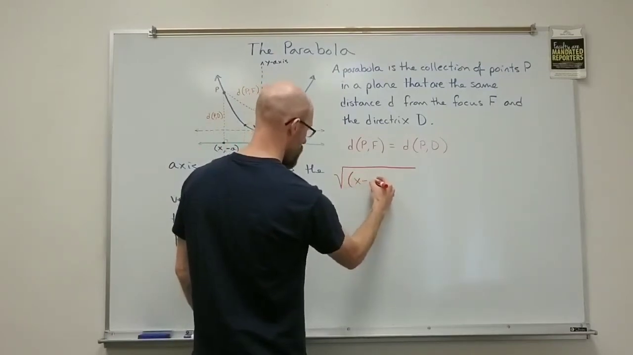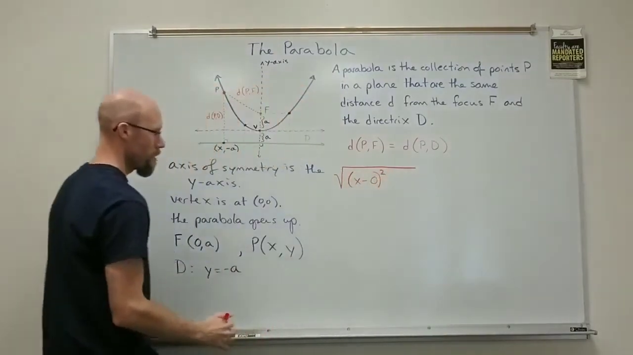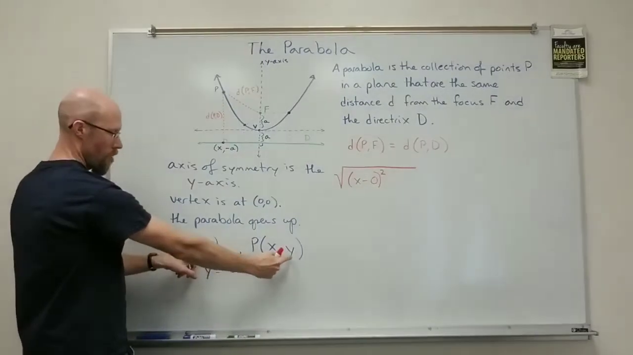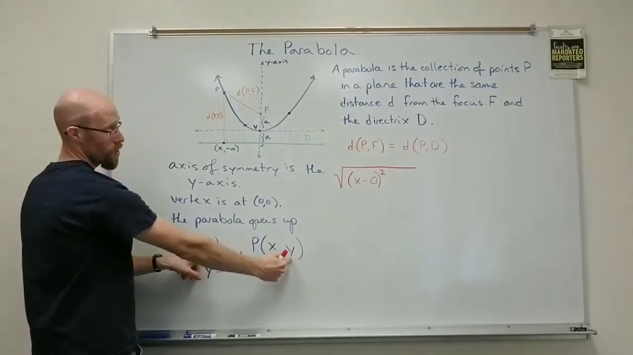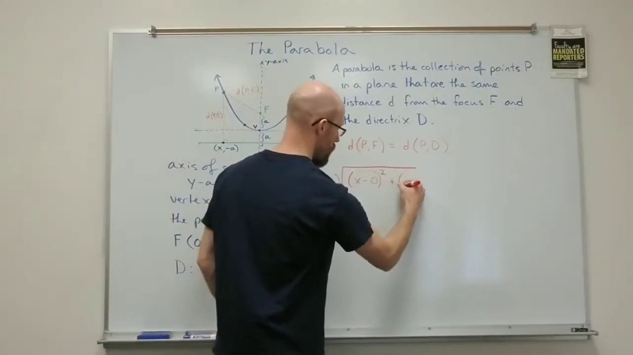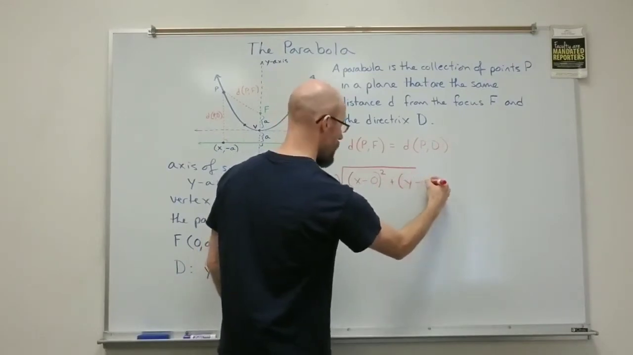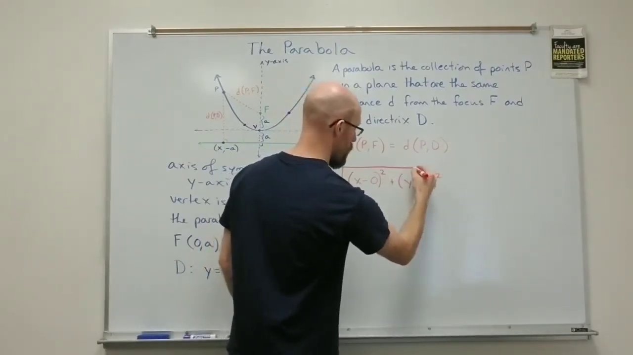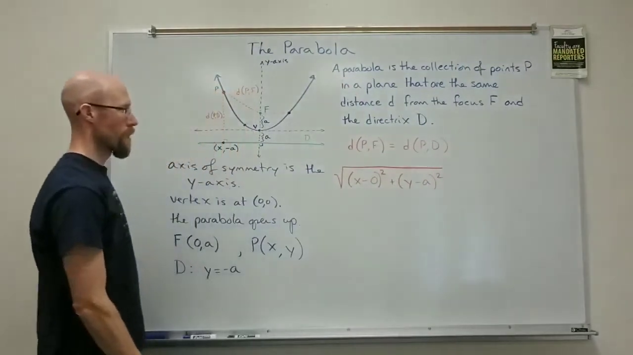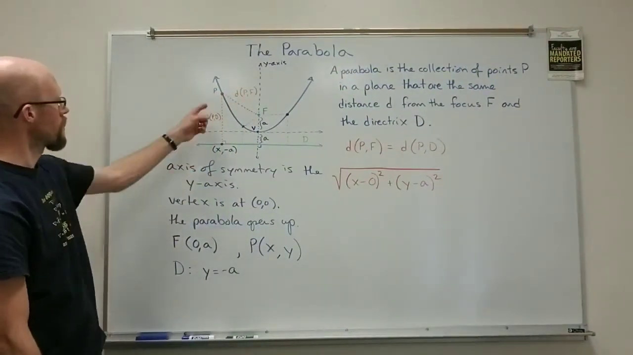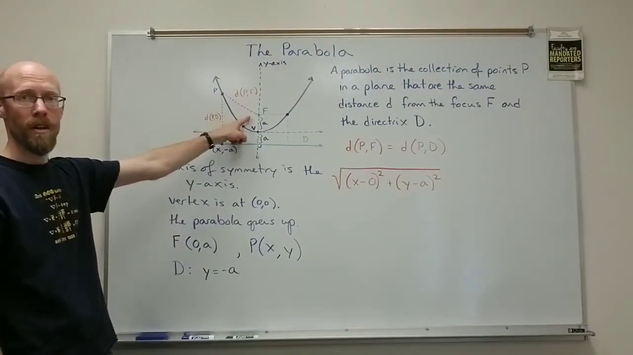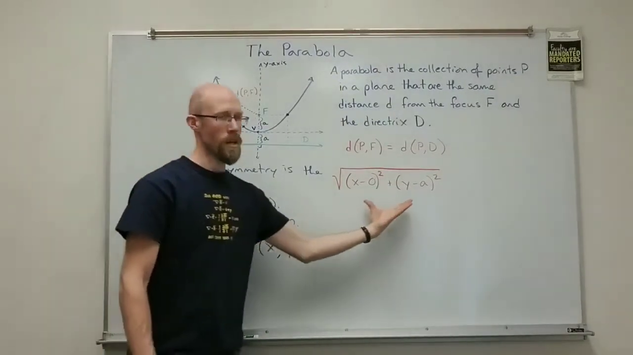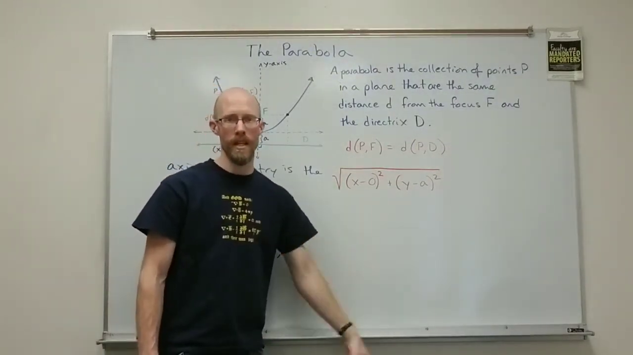So we'll go x minus 0 squared plus the vertical distance, which would be y minus a squared. Okay, so that should give me the distance between P and F. And so this is an algebraic representation of that distance.